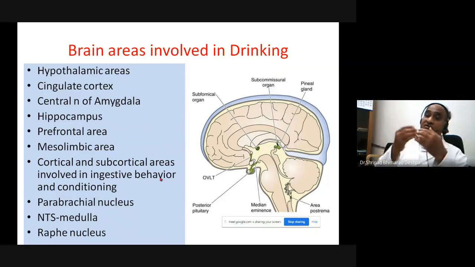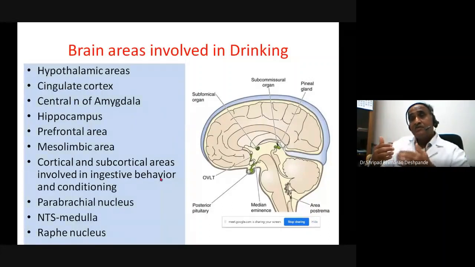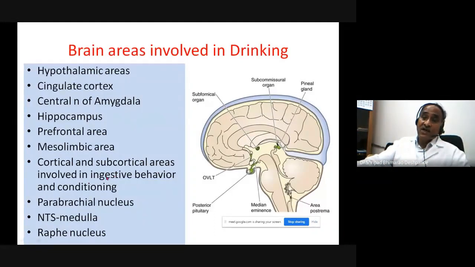Suppose even if I have to drink my own saliva, I swallow my saliva, and when I swallow this saliva, it can be started voluntarily. So that means the motor cortex is involved. So that means the cortical and subcortical areas are involved in this voluntary act of the ingestive behavior. That's one component. Then the cortical areas are especially involved in the conditioning of these reflexes, because we have conditioned reflexes for the drinking behavior. So this conditioning component also involves these areas.